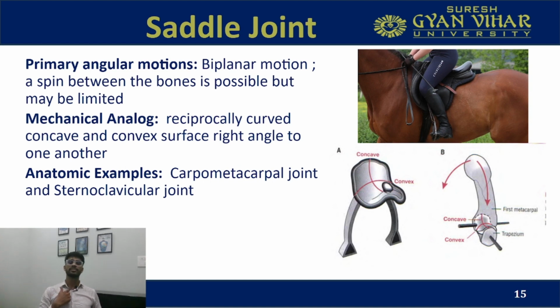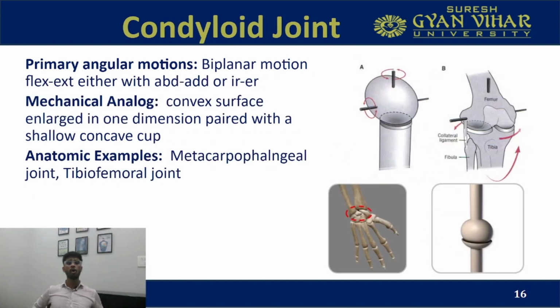So these are the saddle joints, in which one articulating surface is concave in one direction and convex in another direction. Now let's understand a condyloid joint. It is very similar to a ball and socket joint, but here biplanar motion is possible, not triplanar. So this is how it is different from a ball and socket joint.